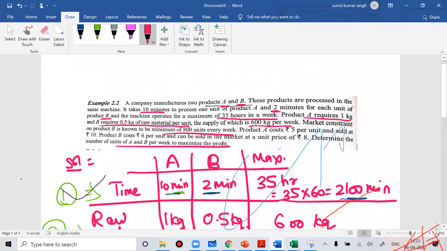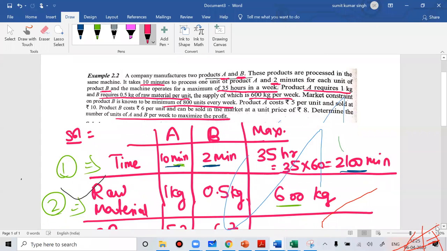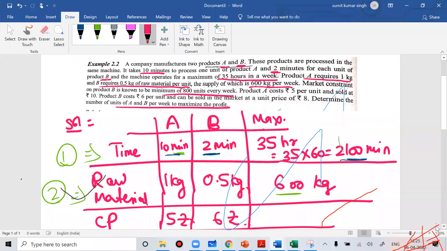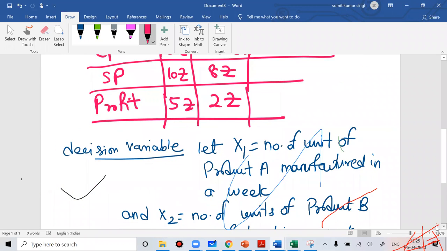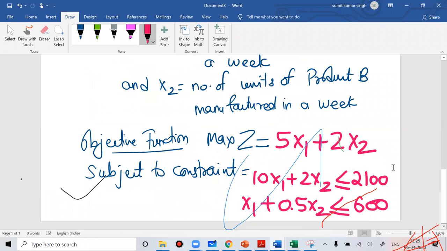When you see the raw material, to manufacture one unit of A you need 1 kg of raw material, and you need 0.5 kg of raw material to make one unit of B. So if you manufacture x1 units of A and x2 units of B, the total raw material you need is 1x1 plus 0.5x2, which is less than or equal to 600 kg.